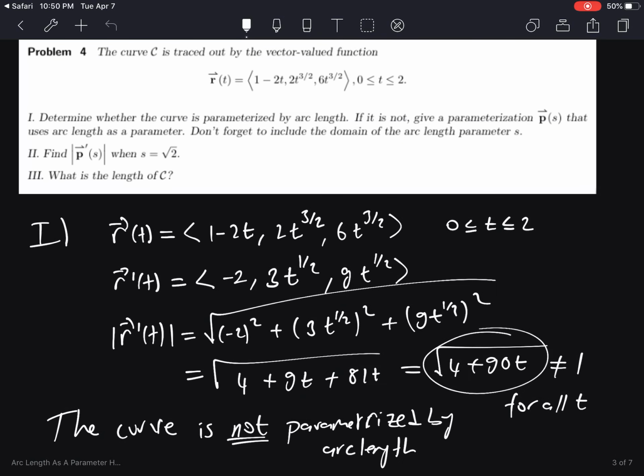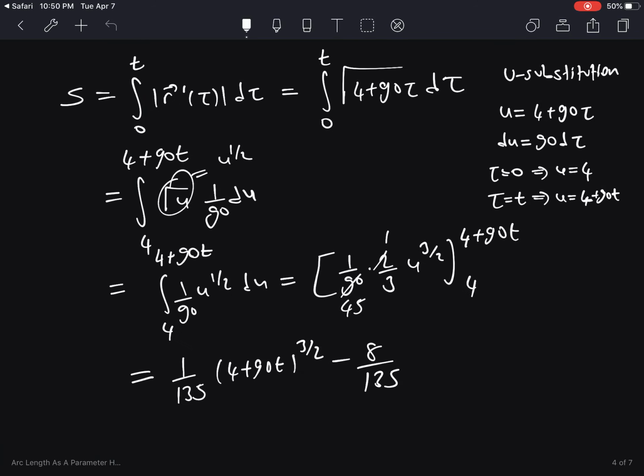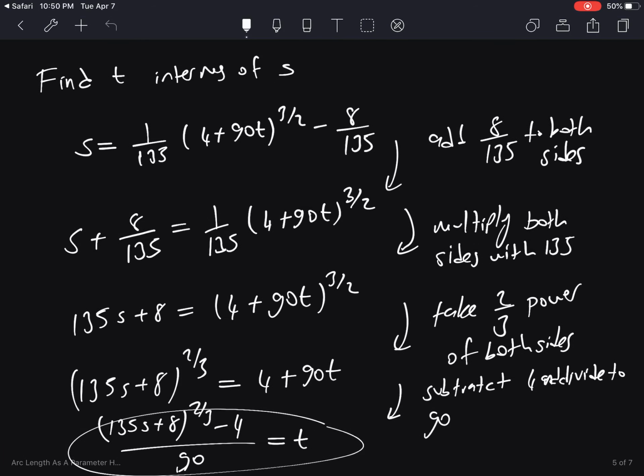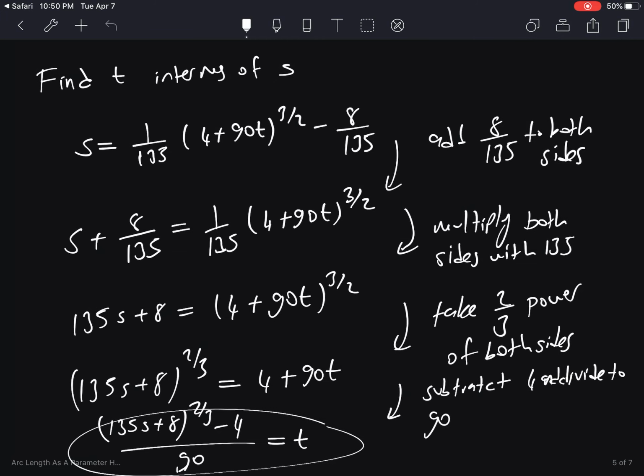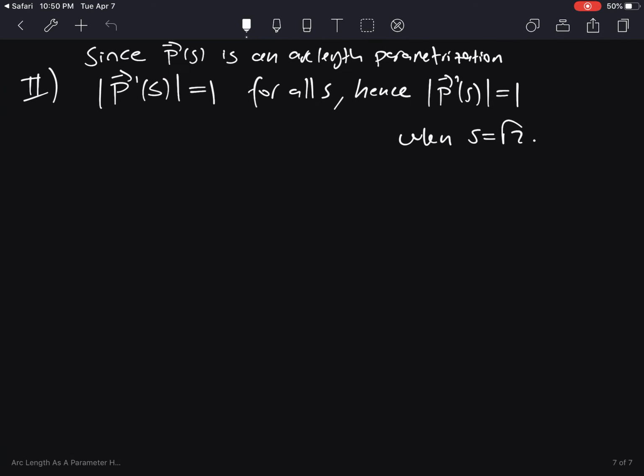And in the last part, we are asked to find the length of the curve C. We found the arc length function; s was the arc length function. That means it gives you the length of the segment of the curve from 0 to t, because we integrated from 0 to t right here. Since we are asked to find the total arc length, it is just the final length, so it's going to be s evaluated at 2, when t is equal to 2.